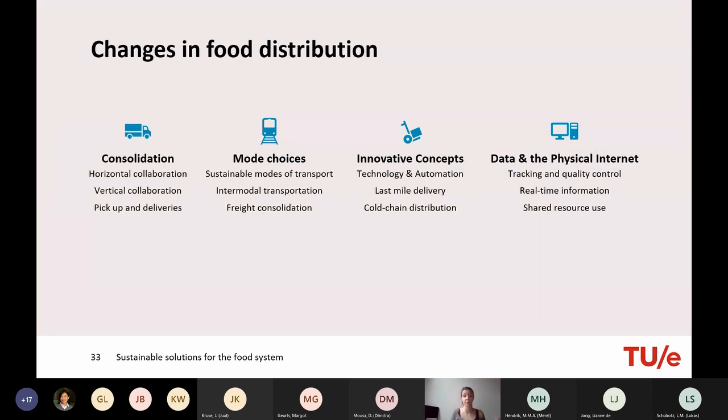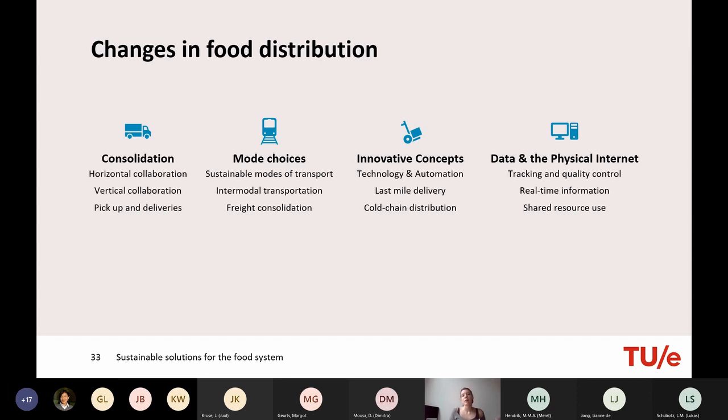Other changes in food distribution are more related to the transportation, for example. So we can think about consolidation through either horizontal or vertical collaboration of different actors in the chain by, for example, combining pickup and deliveries within the chain so that we don't have empty vehicles going around, but we combine. If one truck has to go a certain way, then they can also pick up maybe some other things on the way rather than just going there empty or returning empty or things like this.